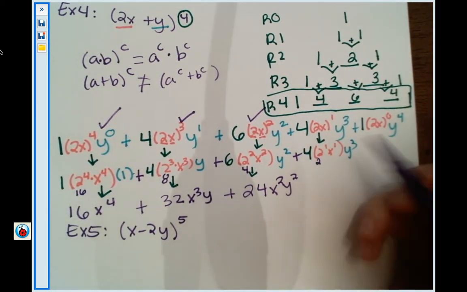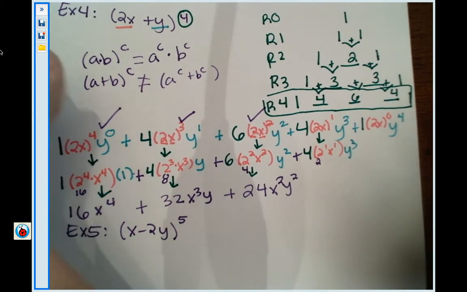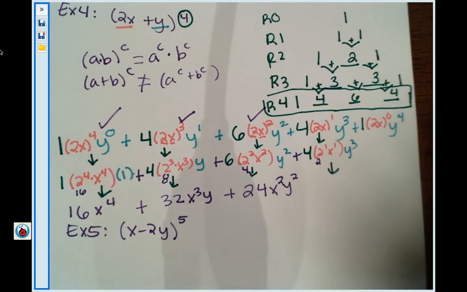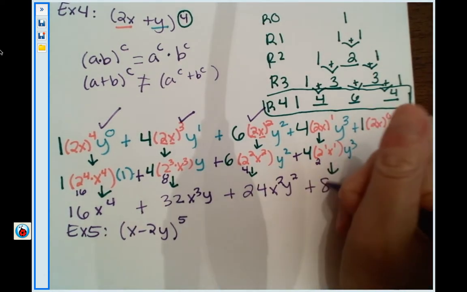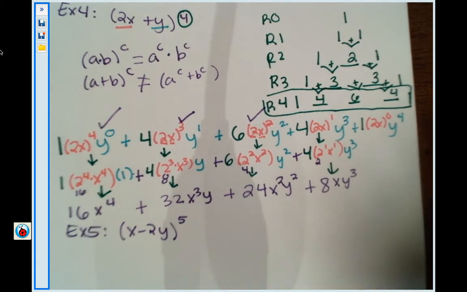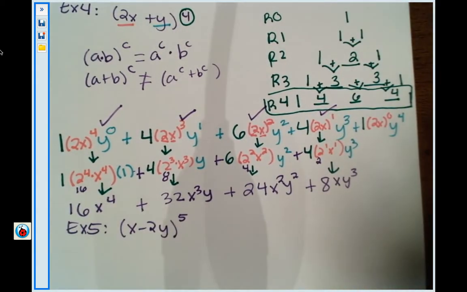So 4 times 2 will give me an 8, and then all I'm left with is my x and my y to the 3rd. So this will be a positive 8, so it'll be plus 8, and it'll be x, y to the 3rd. And that's it on that one. Alright, this last one's actually not going to be too bad.